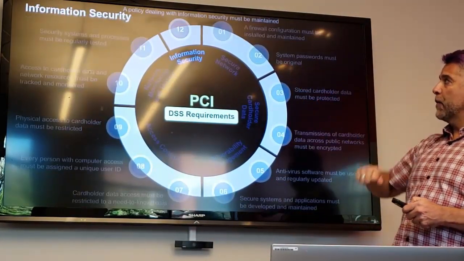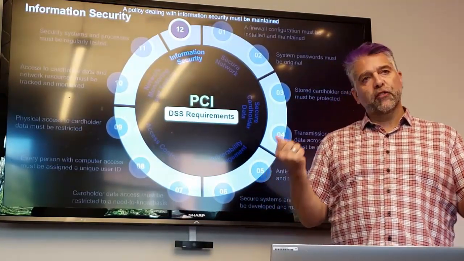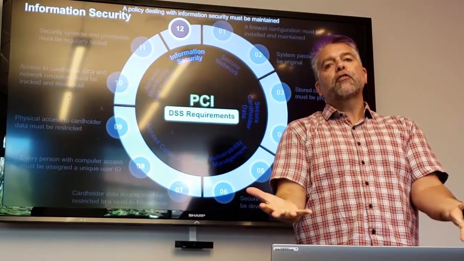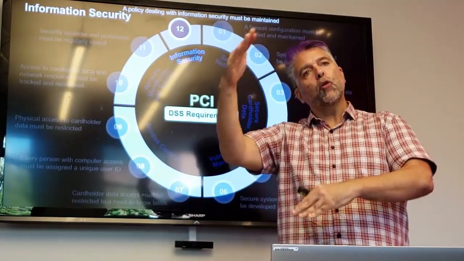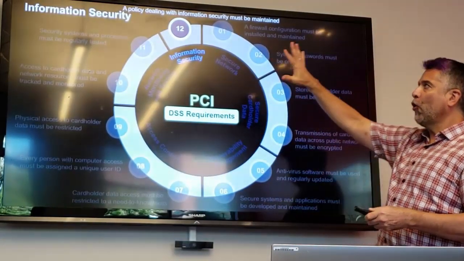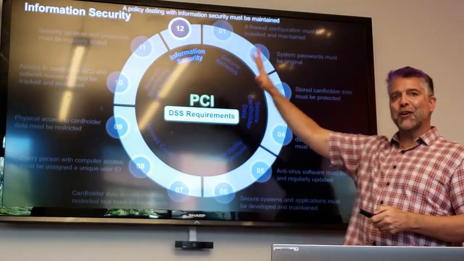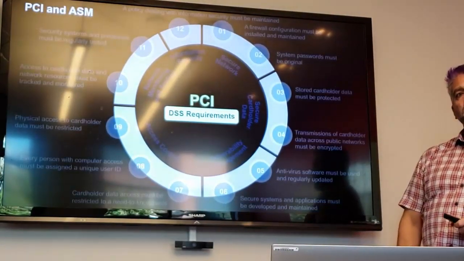And then finally, under information security, this is very similar to having just a standard security policy in place. Same idea. This should all be documented well. So these are all the 12 subcategories of PCI compliance.